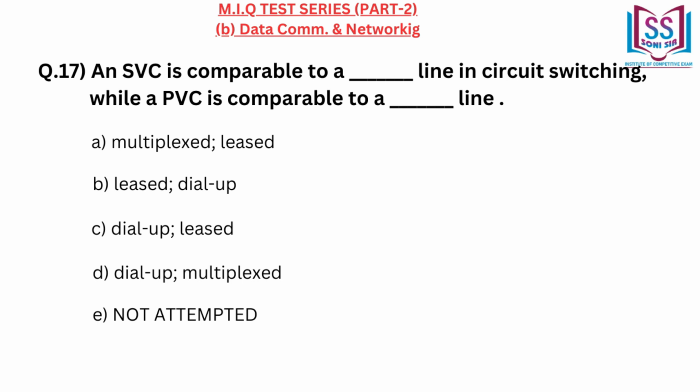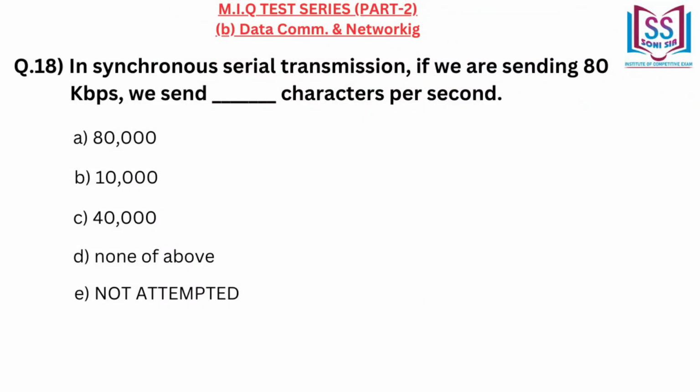D. Dial-up and multiplexed. In synchronous serial transmission, if we are sending 80 kbps, we send ____ characters per second. A. 80,000. B. 10,000. C. 40,000. D. None of above.